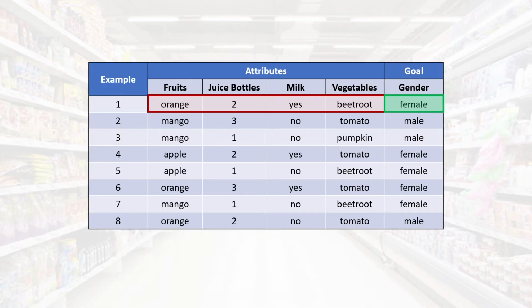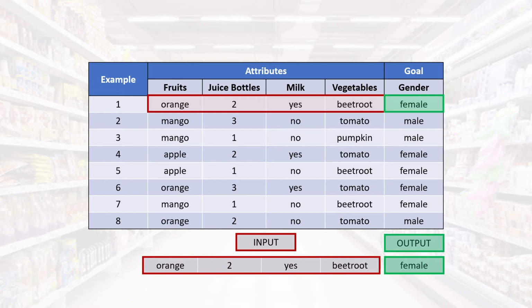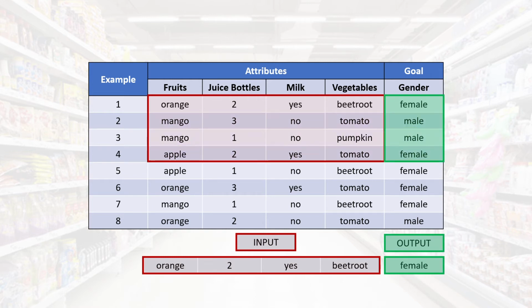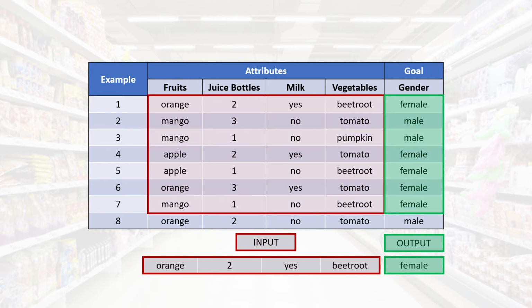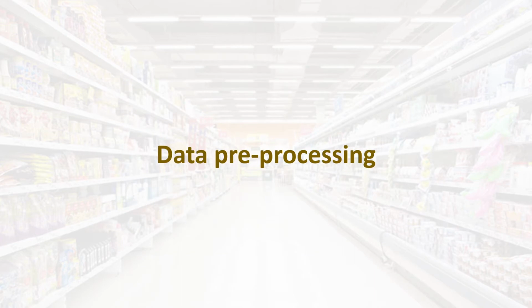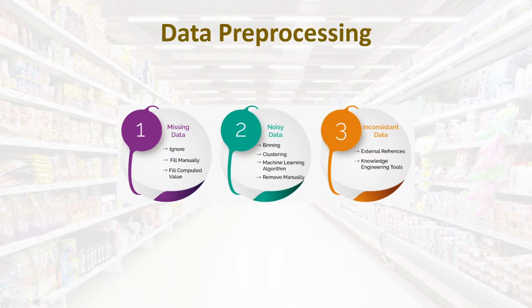This is our dataset. Our goal is to predict the gender of the person using these attributes. So this is our input and this is our output. When we feed these inputs to our algorithm, it has to predict the correct gender. Before we start off with any deep learning algorithm, we have to clean our data to get a meaningful output. Data preprocessing is an important step in data science. Major steps are handling the missing, noisy, and inconsistent data.